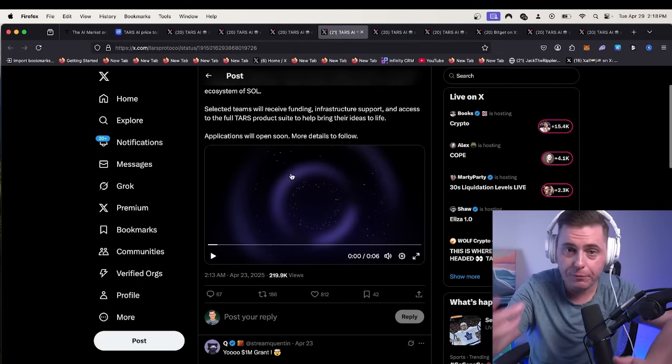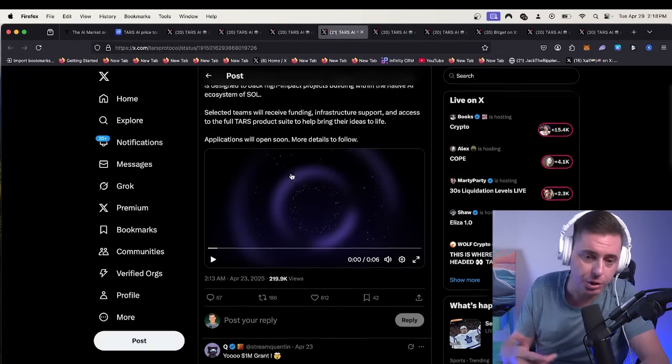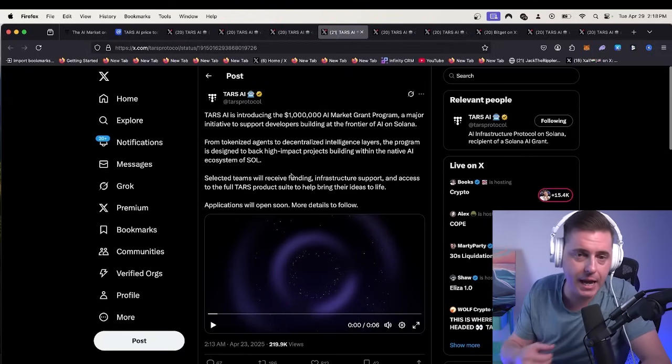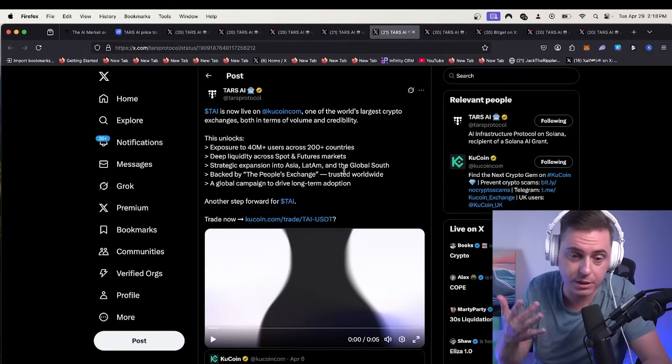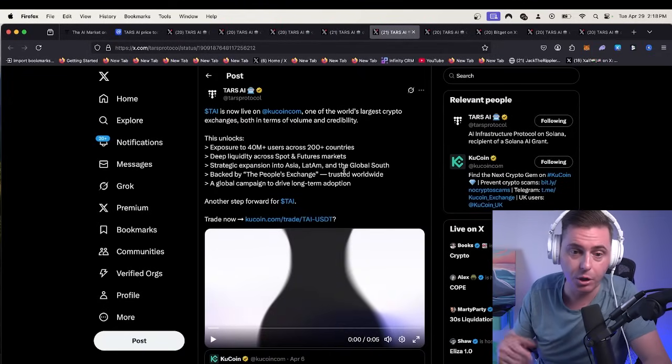More details below. So if you are a developer in the space and you are looking to get a grant to build in the AI space, you might want to talk with TARS. So send in an application and you never know what's going to happen.